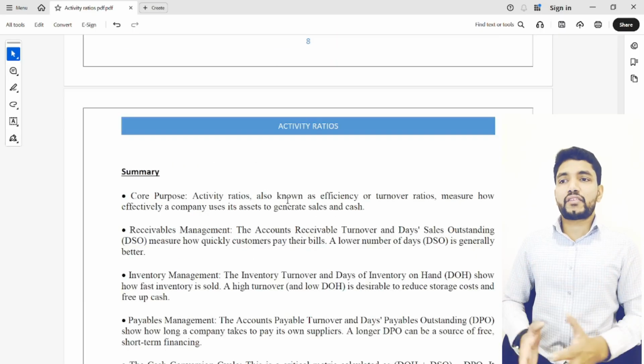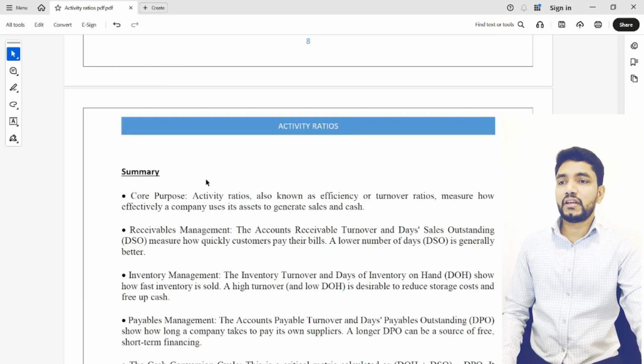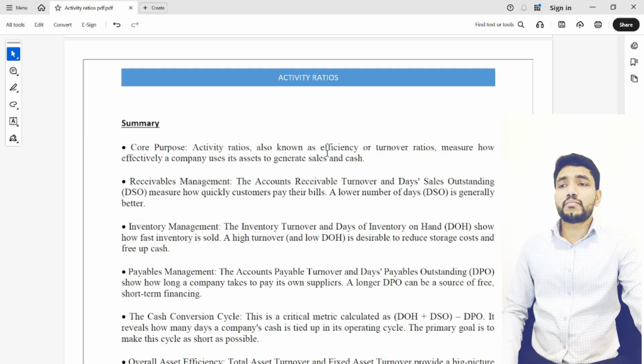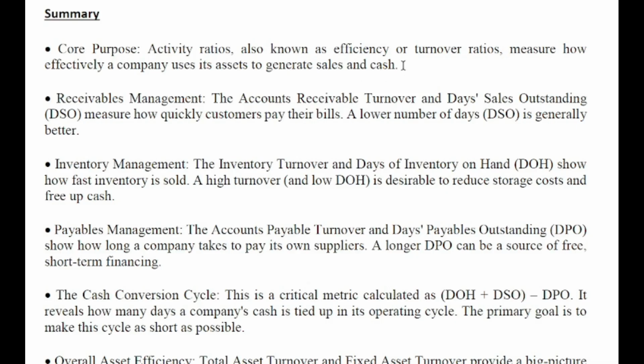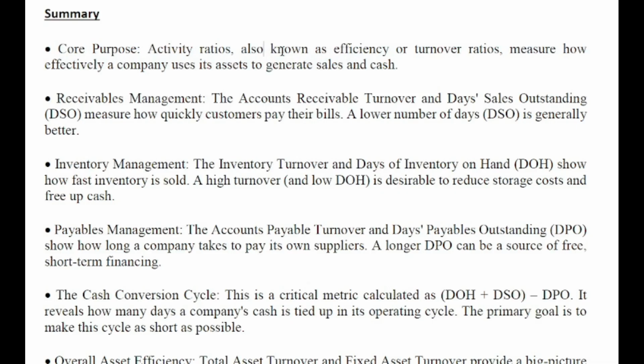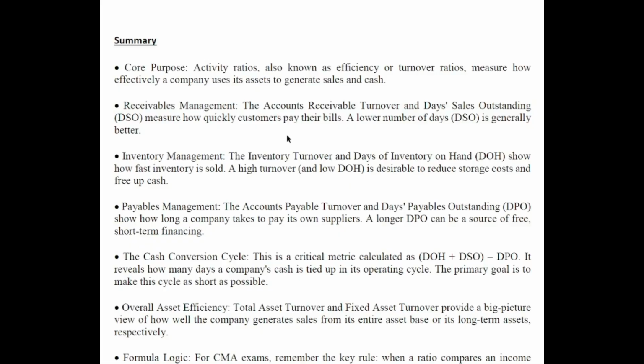So this is about today's discussion. What we discussed today is activity ratios. Just to summarize the discussion, the core purpose of activity ratios is to measure how effectively the company uses its asset to generate sales and cash. This is the core purpose of activity ratios. The activity ratios are also known as efficiency or turnover ratios. So the key activity ratios are the account receivable turnover ratio, which is related to receivable management. It measures how quickly customers pay their bills.